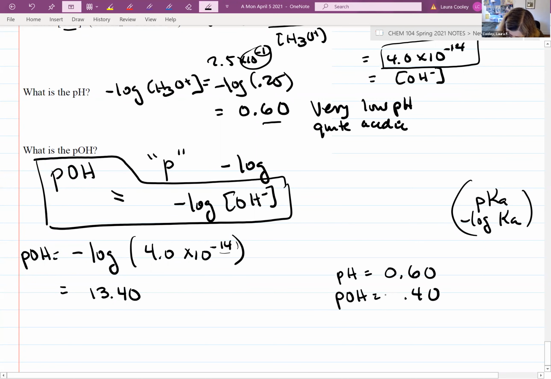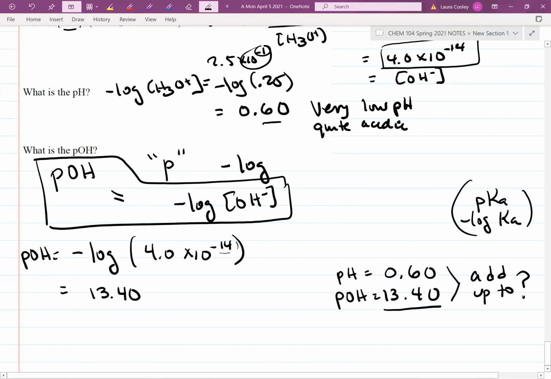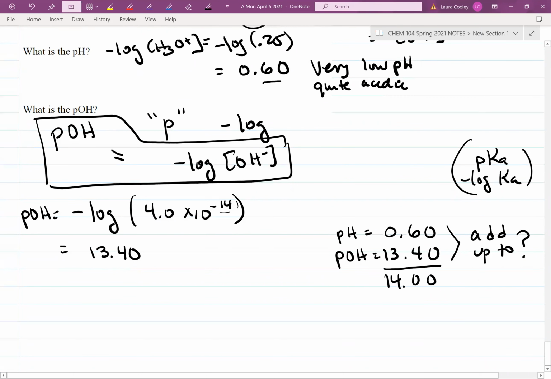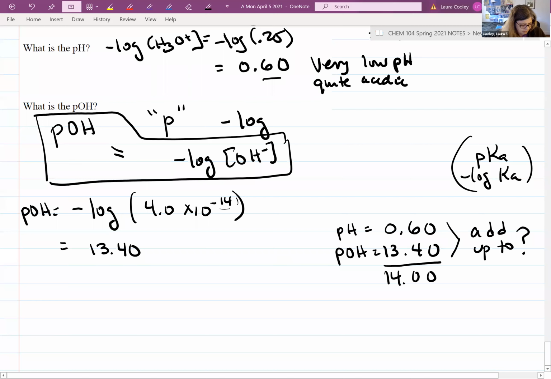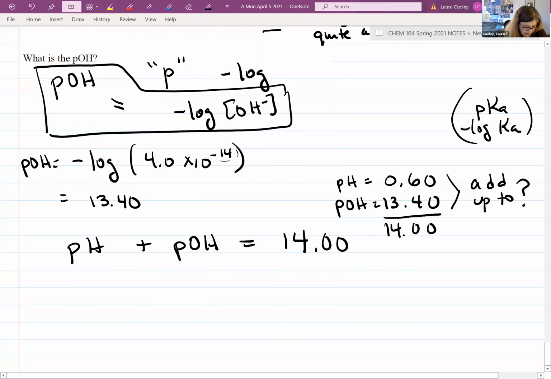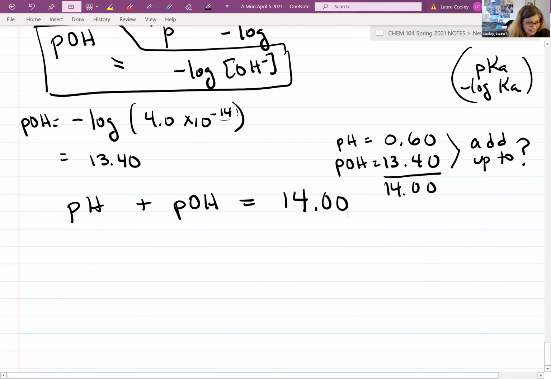And if you look carefully at these numbers, what do they add up to? 14. Yeah. So is that a coincidence? No, that's actually always true. So the pH plus the pOH equals 14. Is that always true? Yes, it's always true. So why is it true?